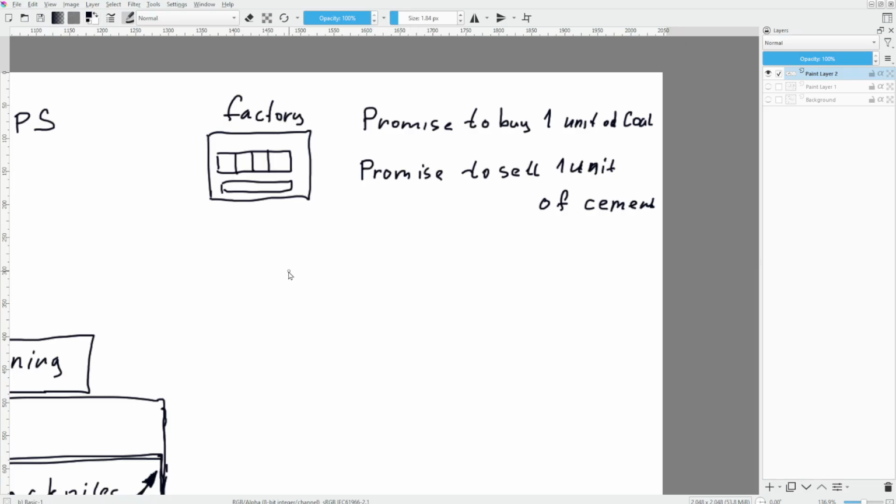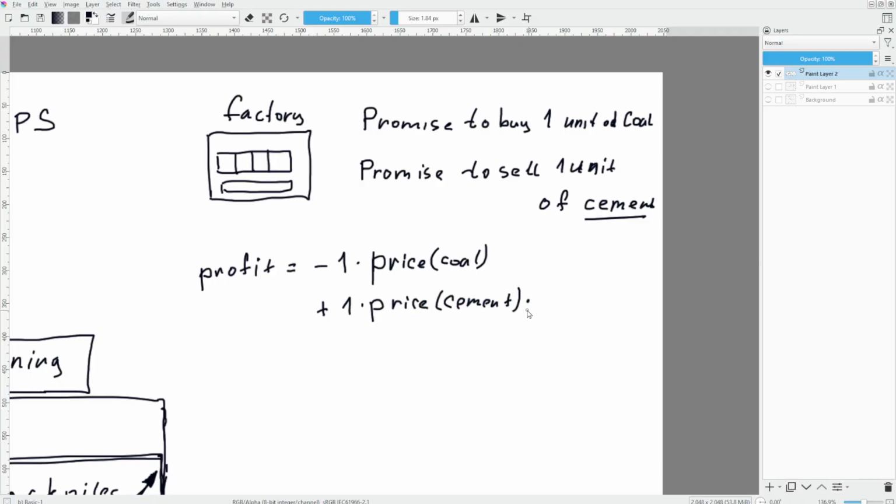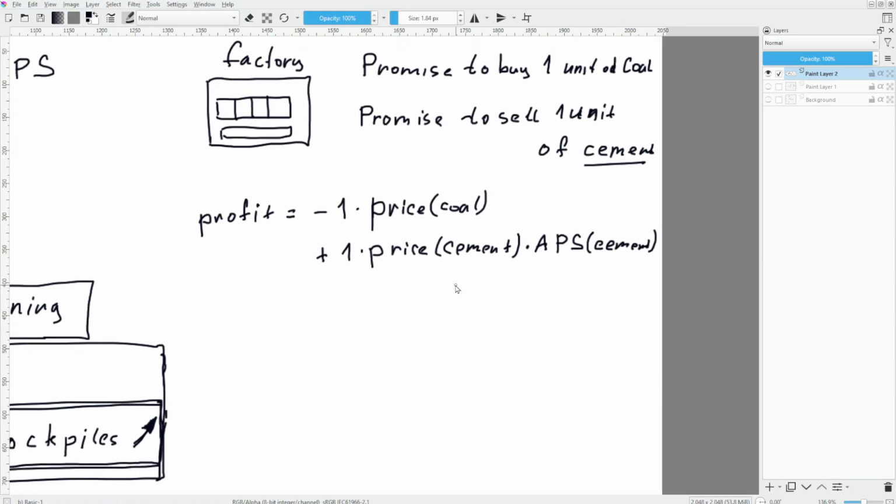And what is the profit of the factory is calculated like this. The profit is equal to 1 multiplied by price of coal, so with a sign minus, it is their expense, and then we are selling actually the cement, so we get 1 multiplied by price of cement, and we multiply it by the actual probability to sell cement. This is our profit if we were able to actually buy everything, right?